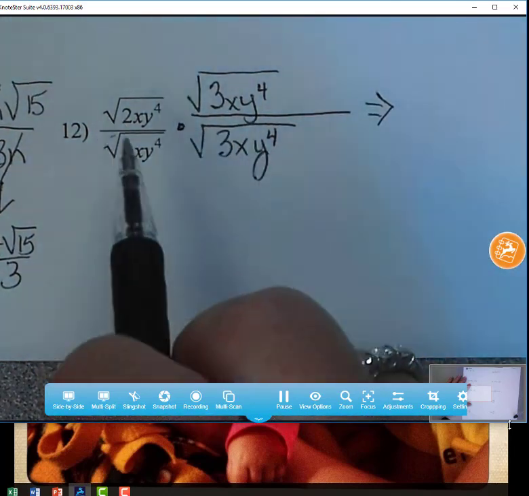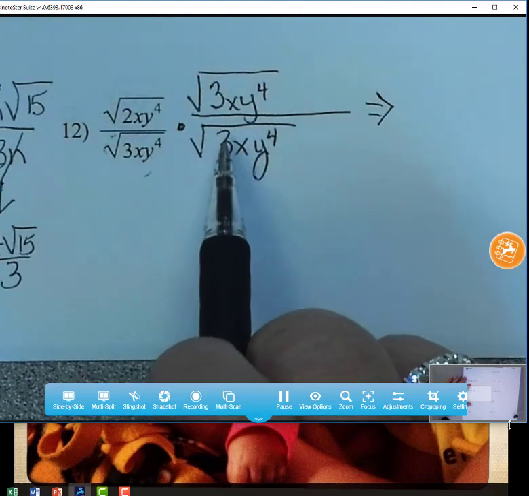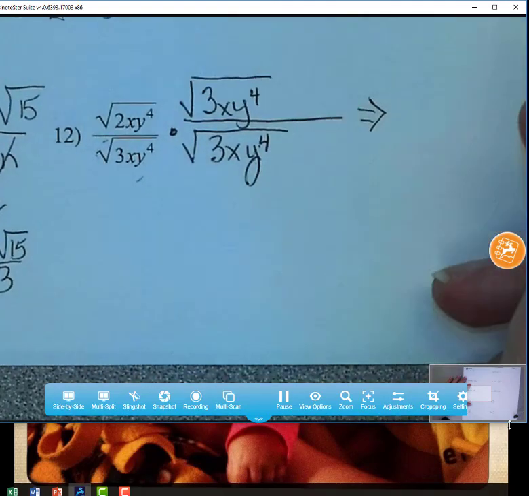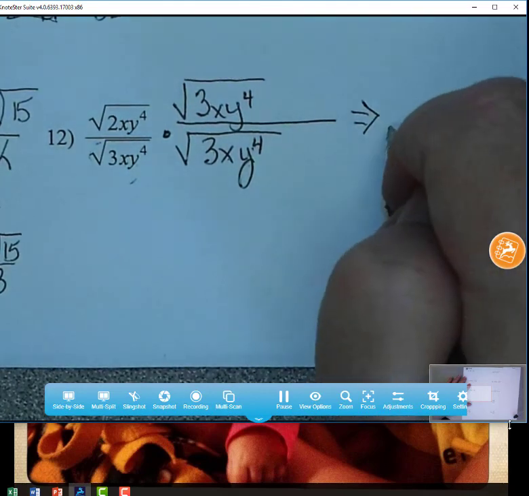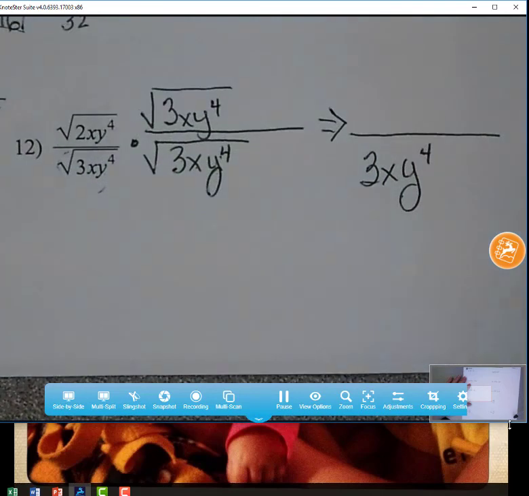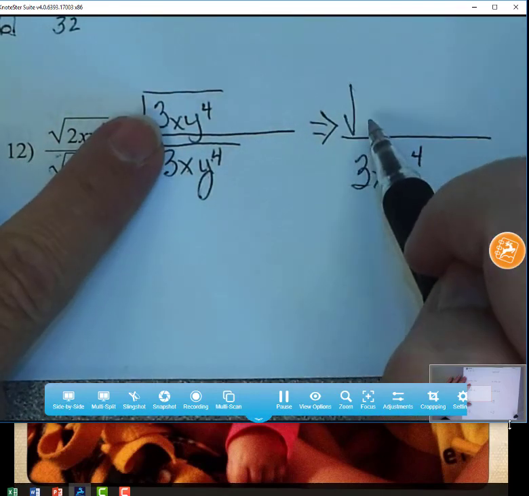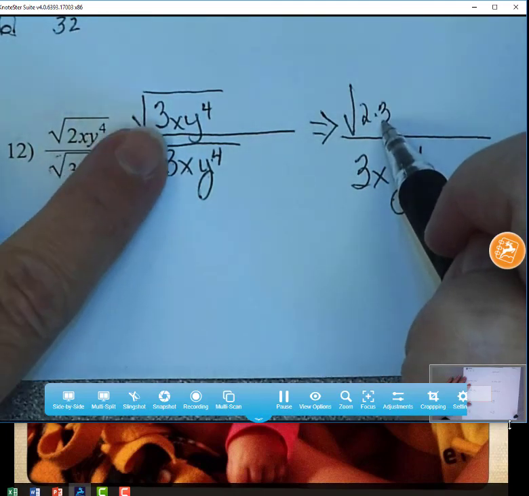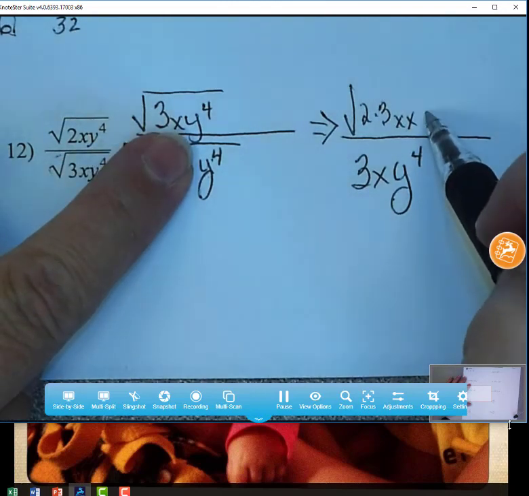Good. Awesome. So what is the square root of 3x y to the 4th times the square root of 3x y to the 4th? 3x y to the 4th. And then in the numerator, I'm going to have the square root of 2 times 3 times x times y to the 4th times y to the 4th.